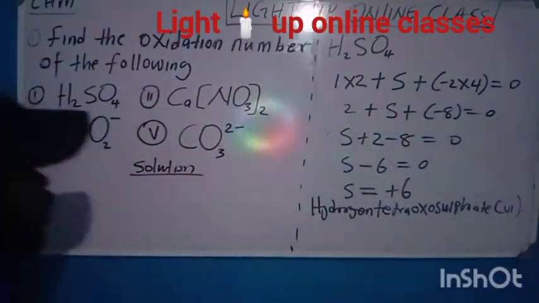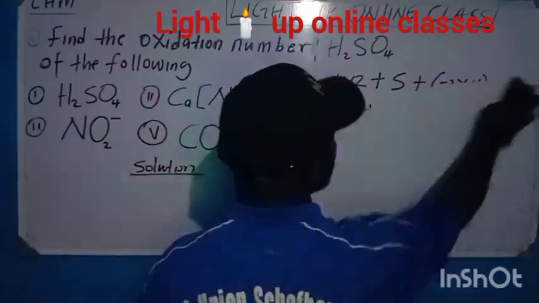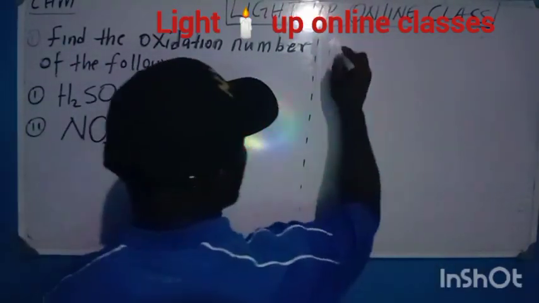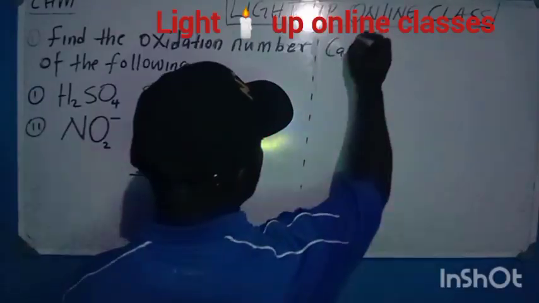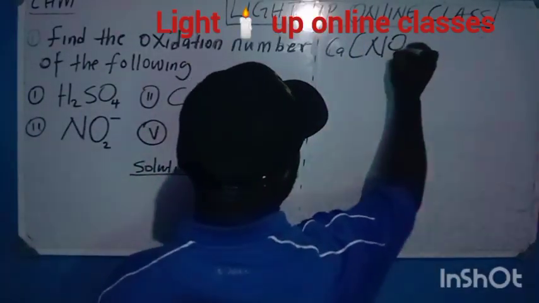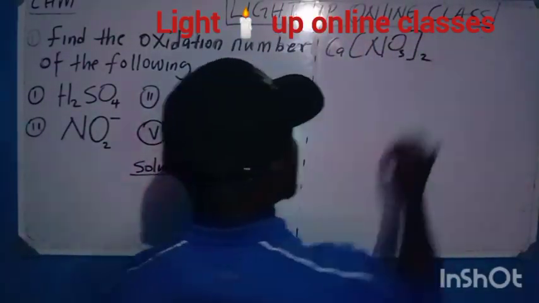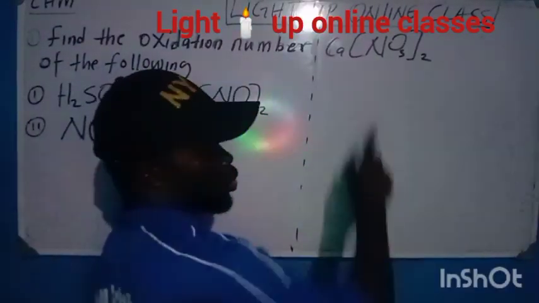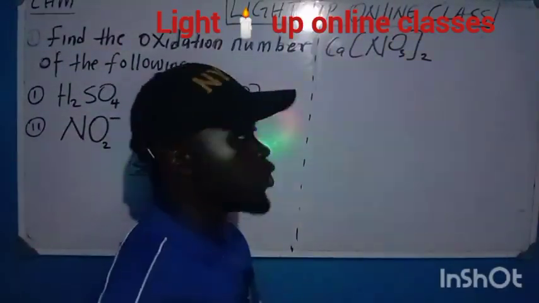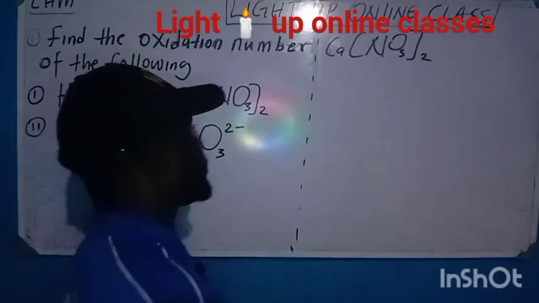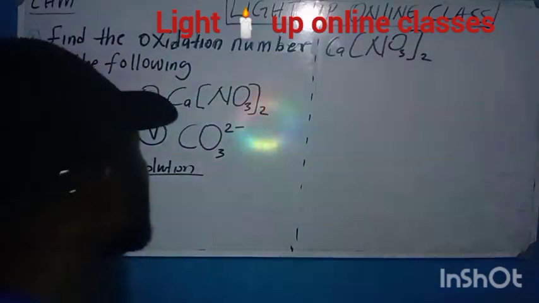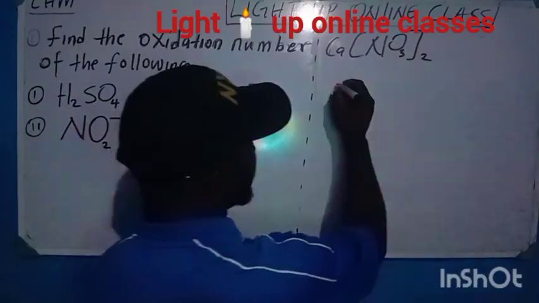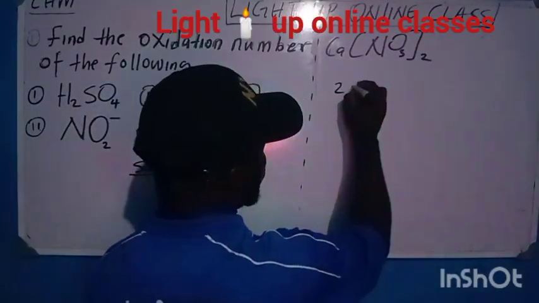So let's look at number 2. Number 2 says Ca(NO3)2. Now this is calcium nitrate. And for you to find the oxidation number of this, the process is still the same as we did here. So the oxidation number of calcium is 2, that is plus 2.